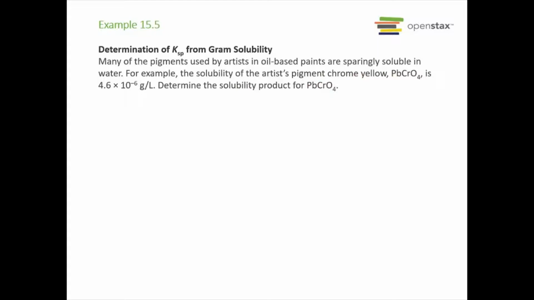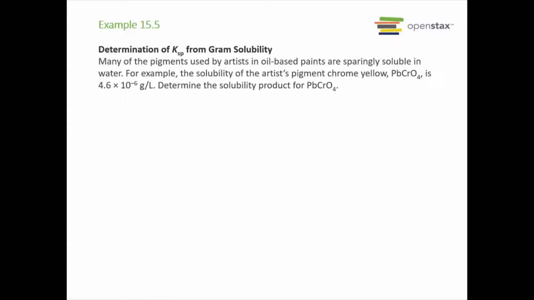All right, next example. We're going to figure out Ksp from gram solubility. Many of the pigments used by artists in oil-based paints are sparingly soluble in water. For example, the solubility of the artist pigment chrome yellow, PbCrO4, lead chromate, is 4.6 times 10 to the negative 6 grams per liter, and we want to figure out the solubility product.